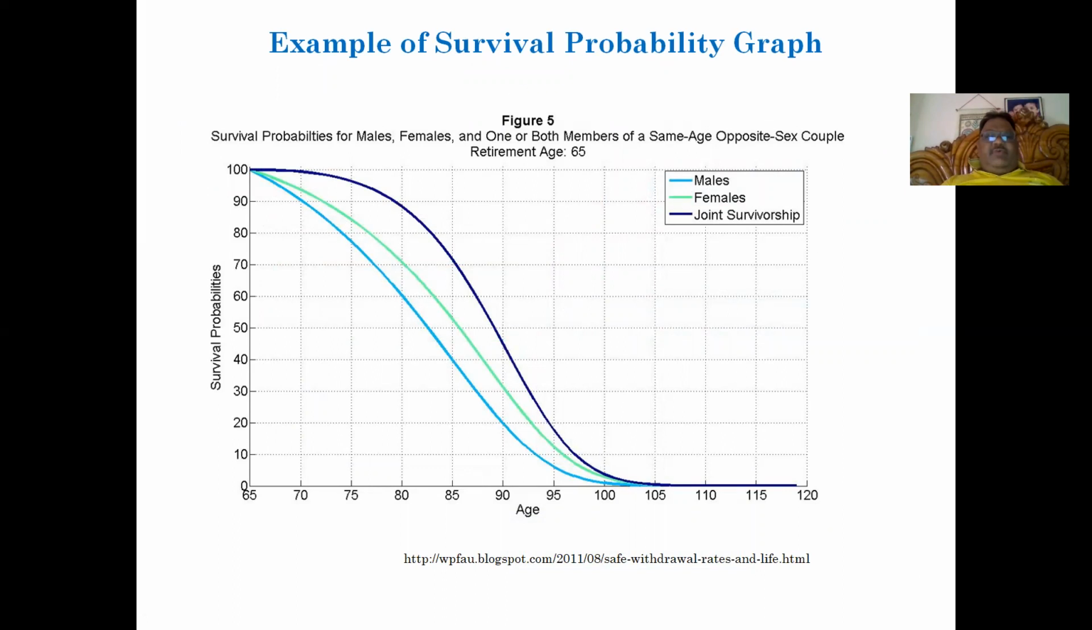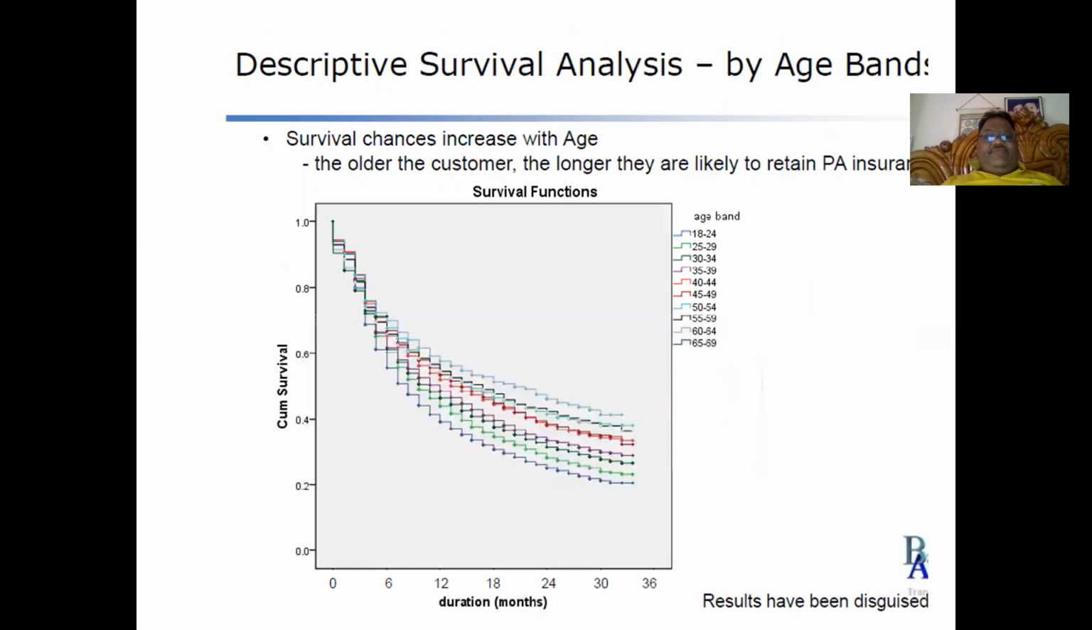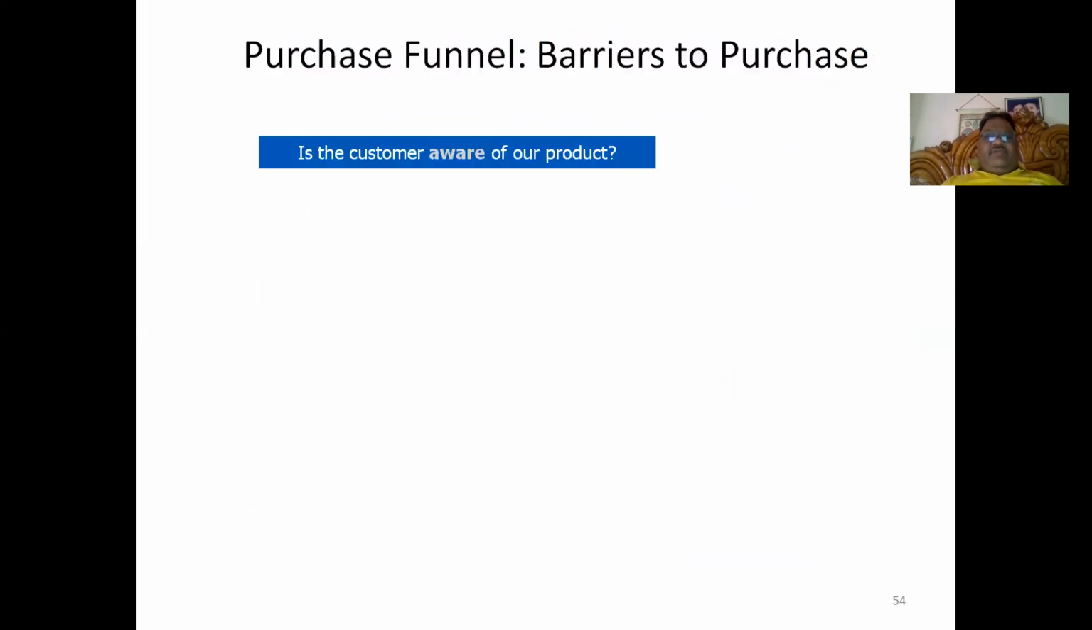We can also use survival analysis gender-wise. For example, here if you see these colors, dark blue is male and green is female, and we know that the female survival rate is higher than in the case of males. Because if you take the figure at the age of 70 or 75, the female survival is more than 85%, whereas the male survival is only 80%. We can also analyze age-wise.